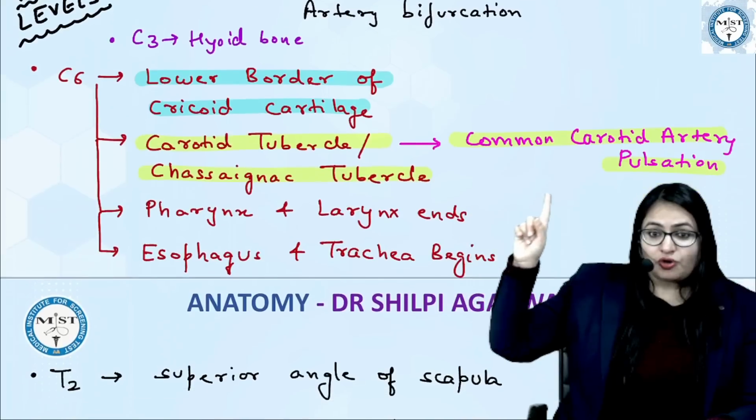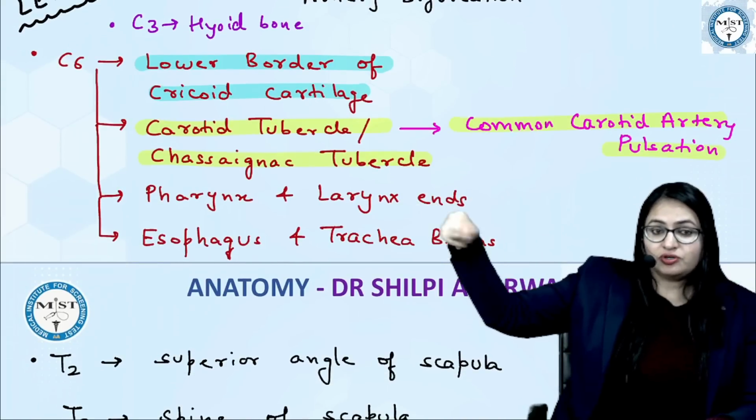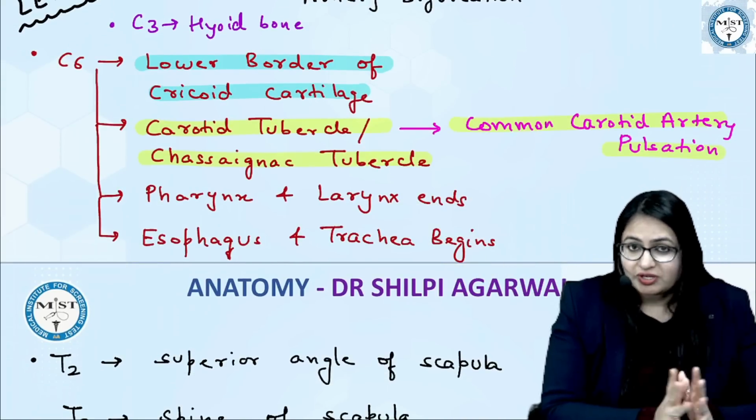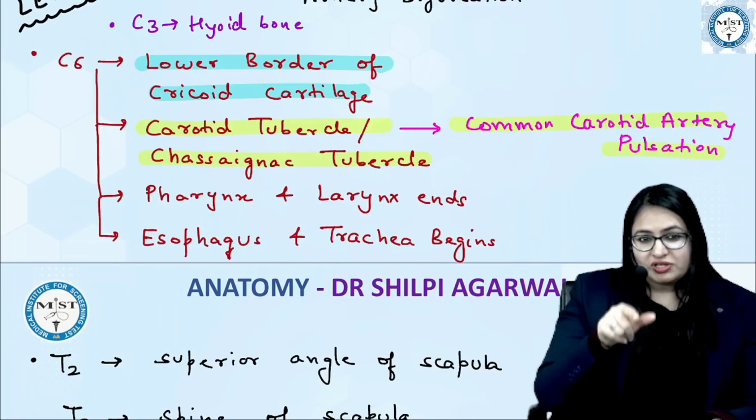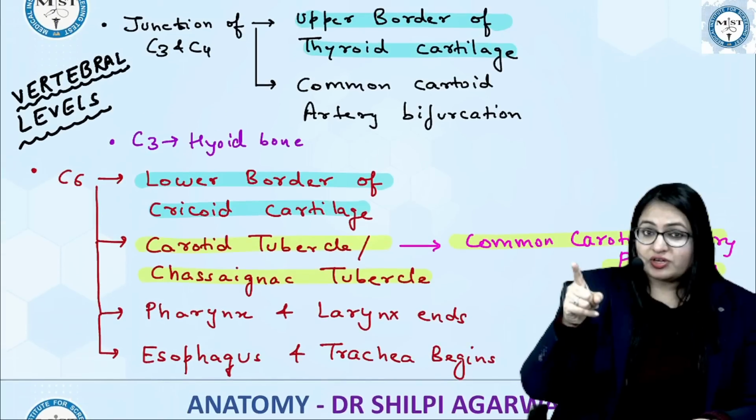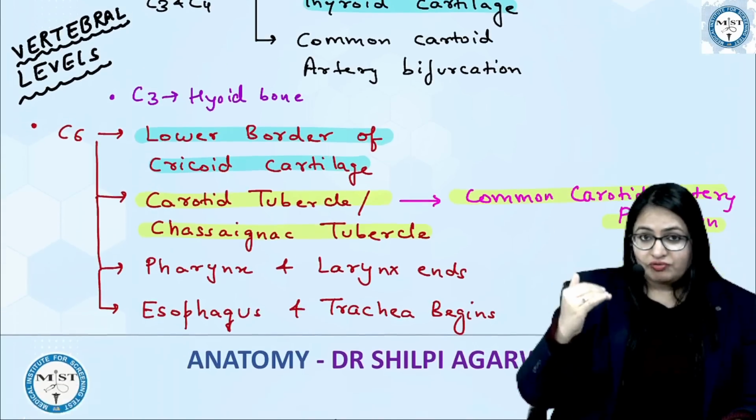Then common carotid artery pulsation, carotid tubercle, C6. This is another very, very important point. So all these are in the neck area, so all the vertebral level C. And now we will come to the thorax area.